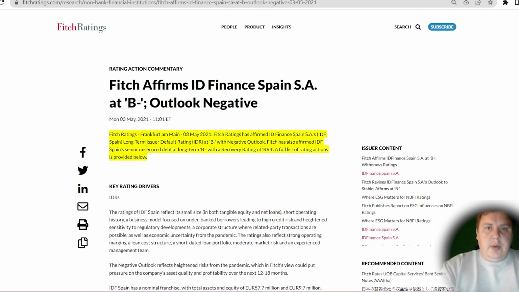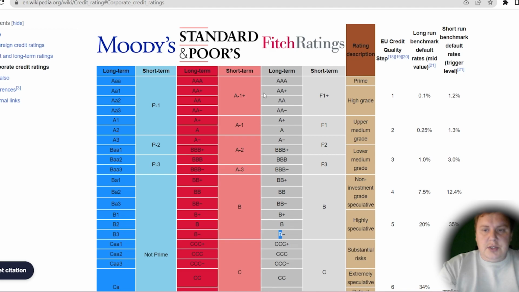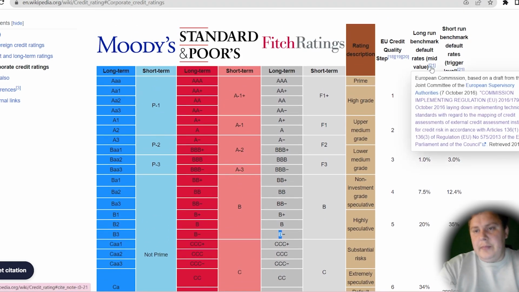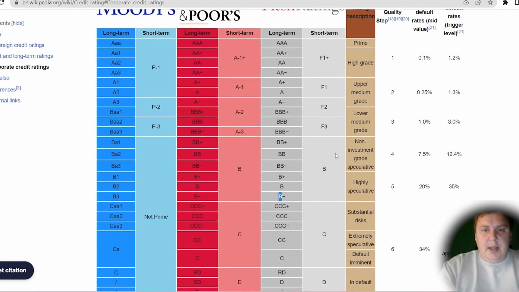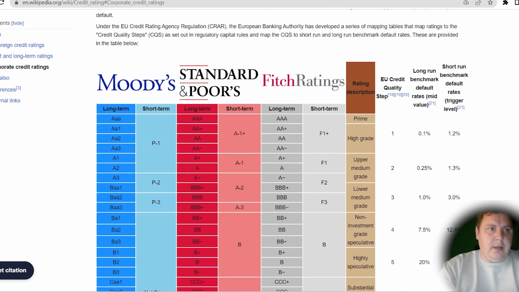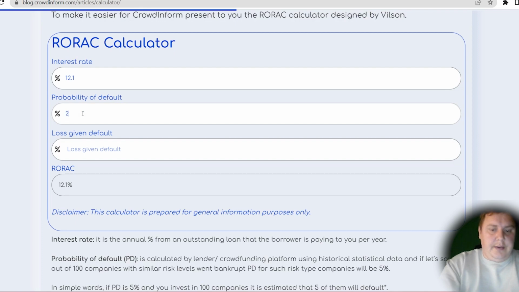So if we go to this section, we can see that there is an EU regulation that is mapping probabilities of default with different ratings. And since the rating of ID Finance is B-, then we say that the probability of default is 20%. If you invest in 10 companies with such a risk rate, then most likely 2 of them will go default. So we are putting the data here.